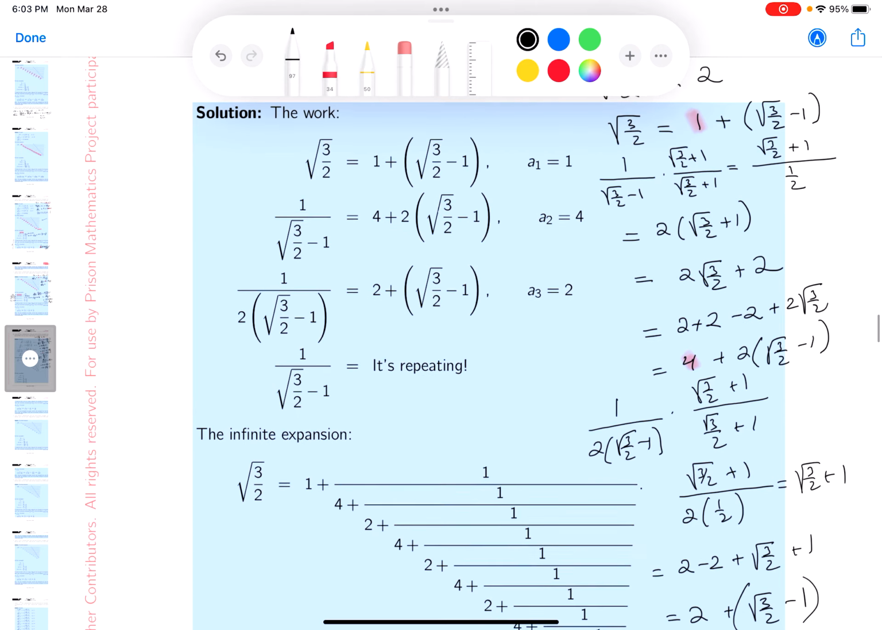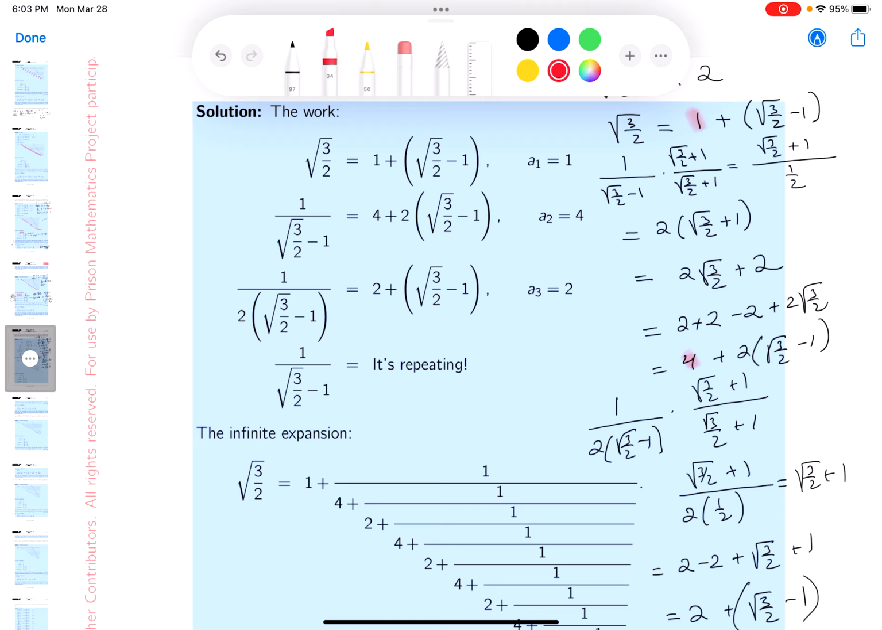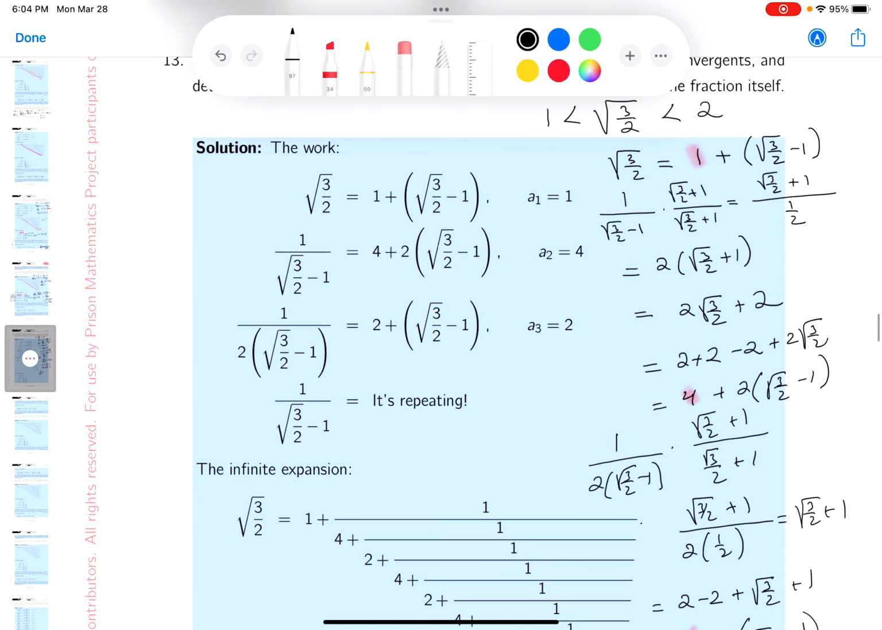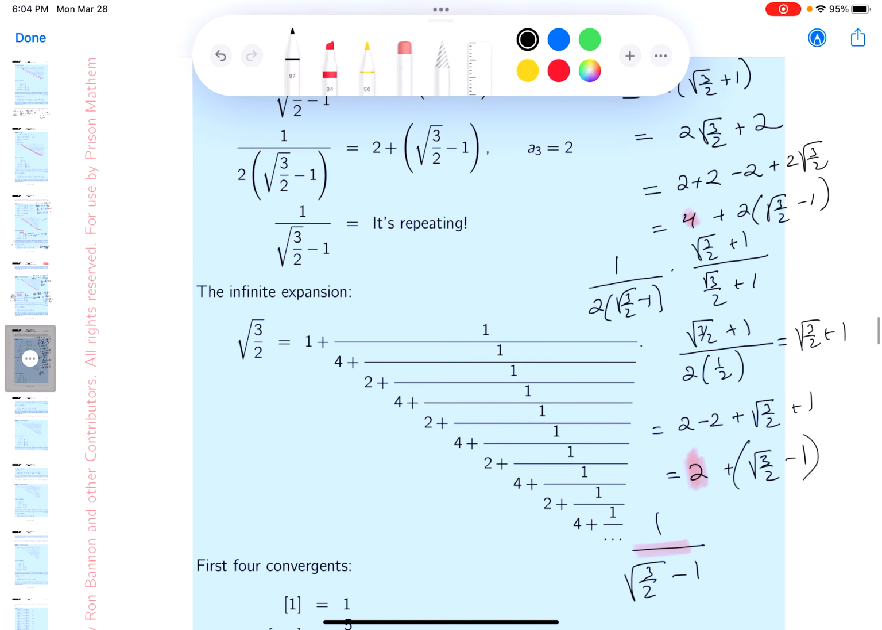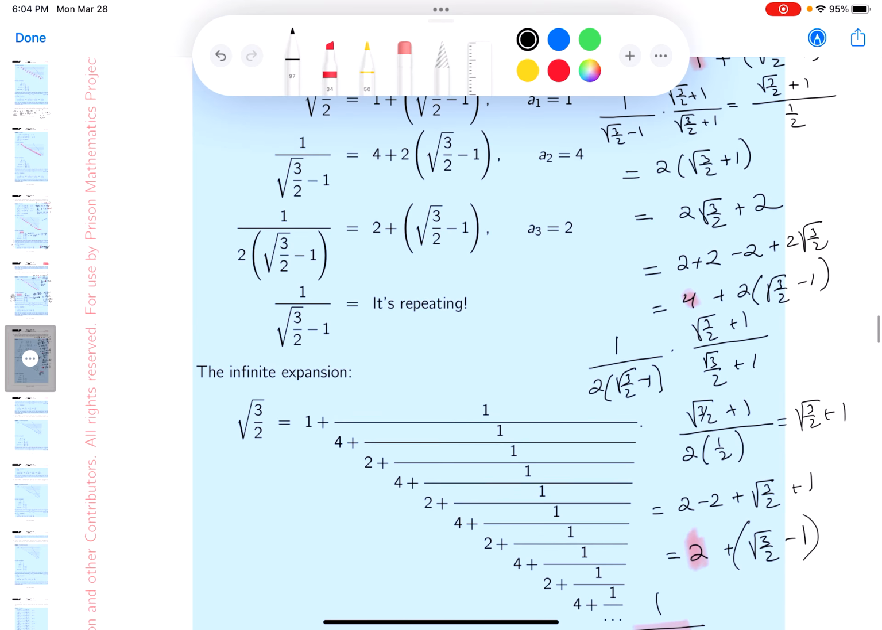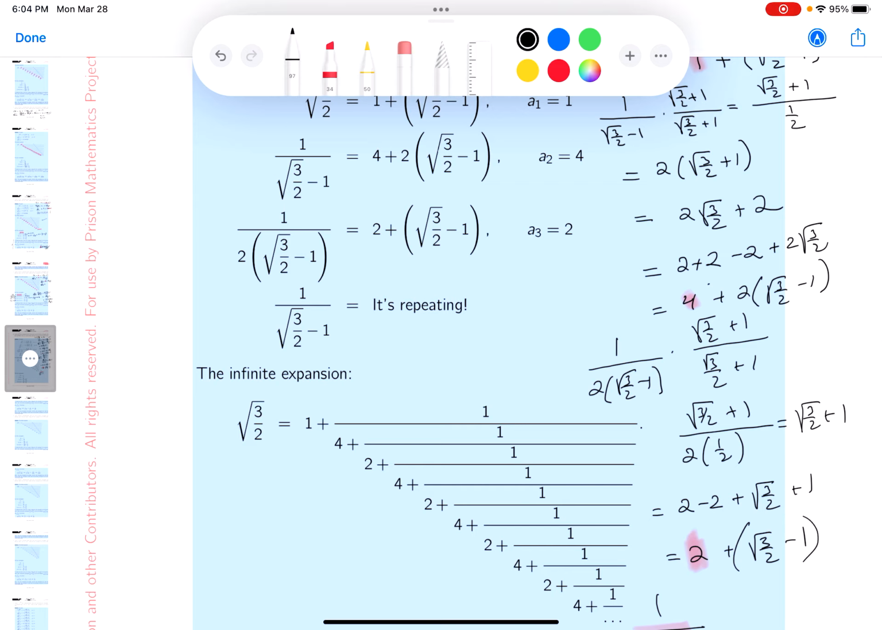So I got my third number in now, this one over here, and do reciprocal again. And what's that reciprocal going to be? Let's write that down. It's going to be 1 over root 3 over 2 minus 1. I want to point out we're back over here now. So I got my nice repeating pattern over here. 1, 4, 2, right? 1, 4, 2. And then it's going to go back to the 4 and then the 2. And it's going to bounce back and forth between the two.